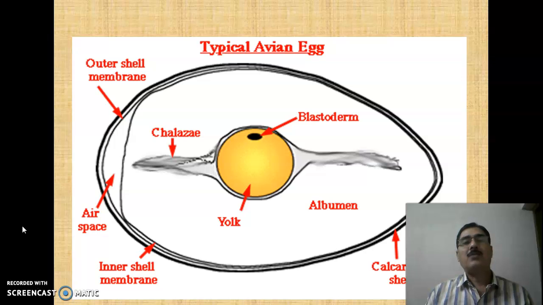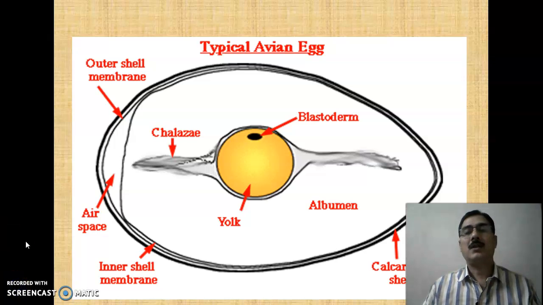Now next about the avian egg. अब हम बात करते हैं एक पक्षी के अंडे की. So we were talking about the meroblastic cleavage which is taking place in an avian egg. As you know, in the case of avian egg which is highly telolecithal, only a small amount of active cytoplasm is present, and here it is denoted by the blastoderm in this figure.